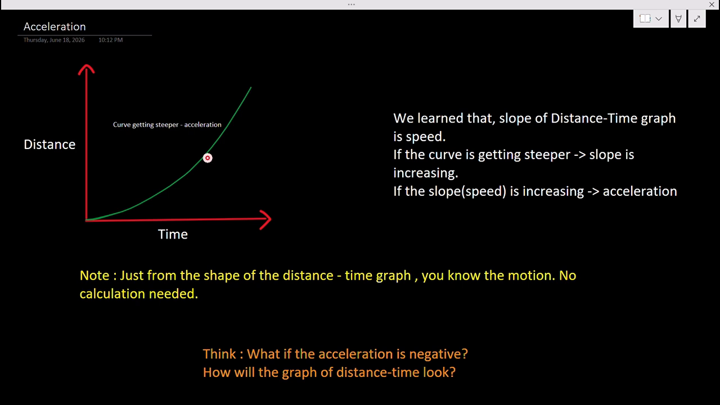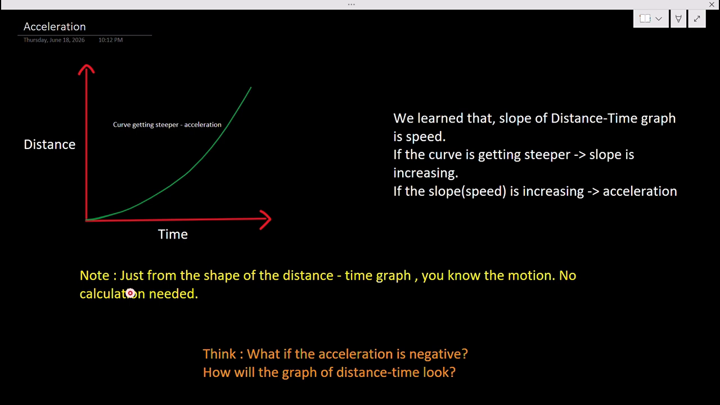v minus u is greater than 0, which means that, okay, it's an acceleration. We learned about acceleration in the previous video. What is acceleration? Acceleration is a change of velocity over time. If there is a change of velocity, there has to be acceleration. If it's positive, it's a positive acceleration. If it's negative, it's a negative acceleration. So keep in mind, how does the graph of acceleration look like? The distance time graph of acceleration looks like this. It will be a curve getting steeper.